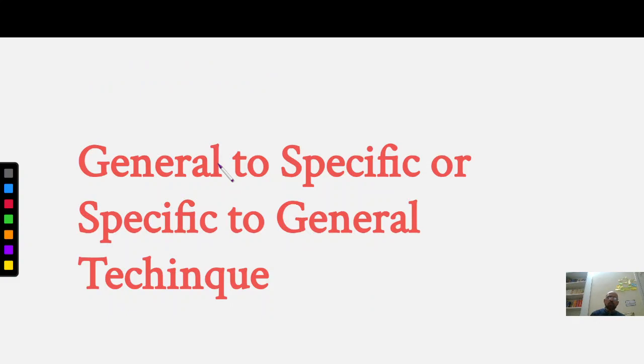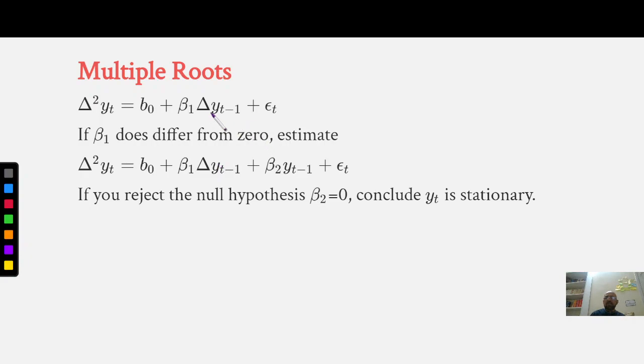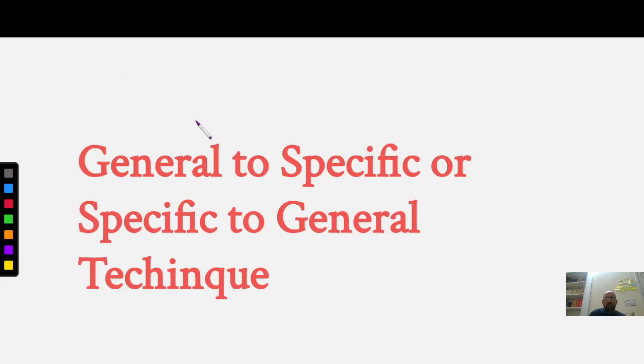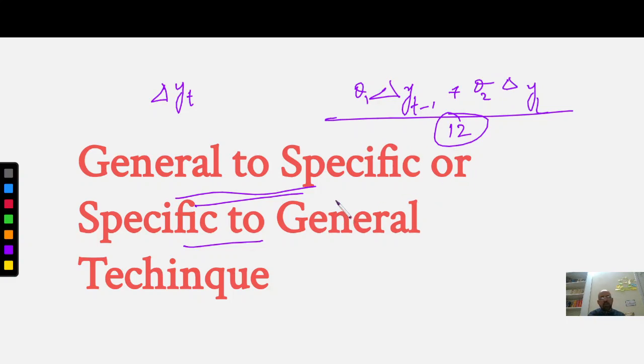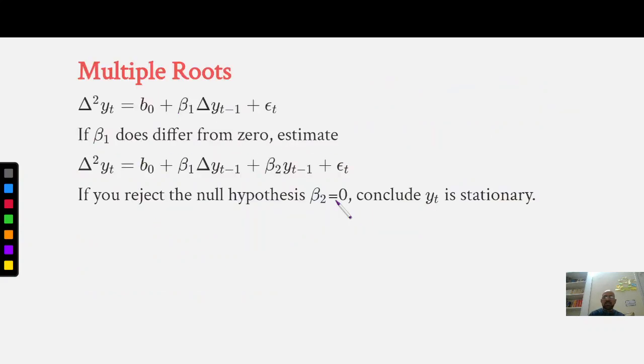General to specific approach. What is the general to specific approach? I'm not discussing here general to specific to general, that is delta yt. So how many lags should we include of this delta yt? Theta 1, theta 2, we have just calculated. One aspect is, for example, if it's quarterly data, we should include 12 lags at the first stage, and then we keep on reducing. That will be G2S. But if we keep on adding one by one, that will be S2G. So there are pros and cons of both. It's not an appropriate place to discuss these things.